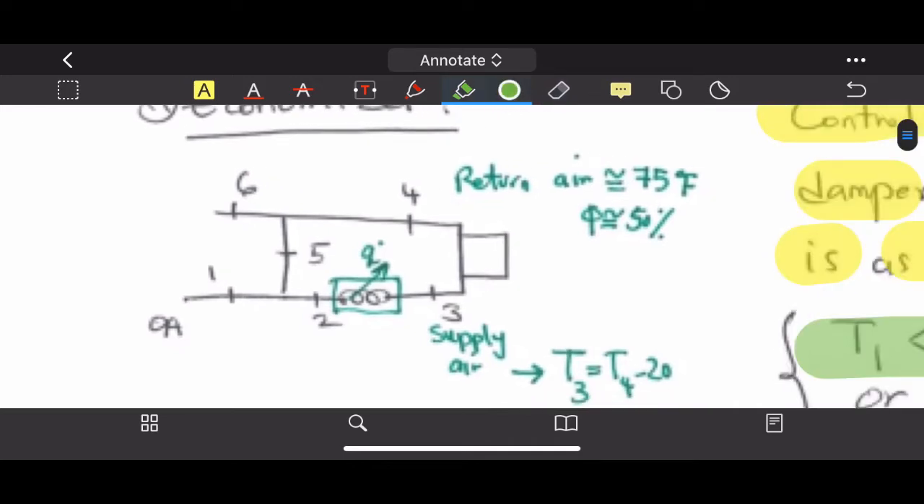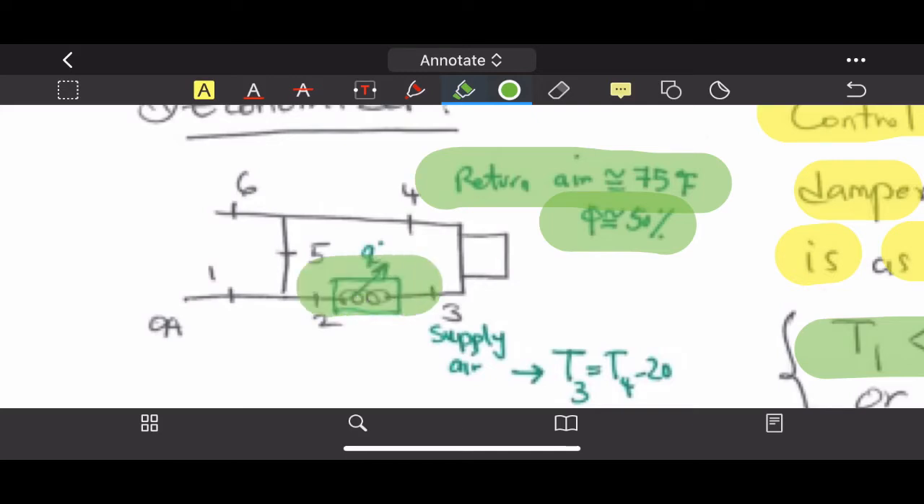Now, the condition is not given in the question, but the values are given here. The return air is more or less 75 degrees Fahrenheit, and the phi, or relative humidity, is 50%. You have here a Q device, which is a heating coil. That means it will inject heat into the system, and the room will be conditioned to be warmer. If this is used during the summer, Q will be taken out from the system, or a cooling coil will be applied and the room will be cooler.